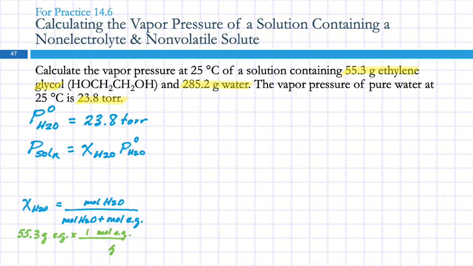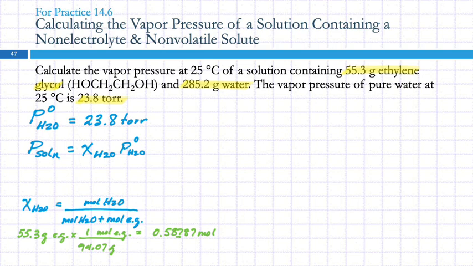And 2, 4, there's 6 hydrogens times 1.008, and there's 2 carbons times 12.01, and there's 2 oxygens times 32, 94.07. So 55.3 divided by 94.07 is 0.58787 moles.